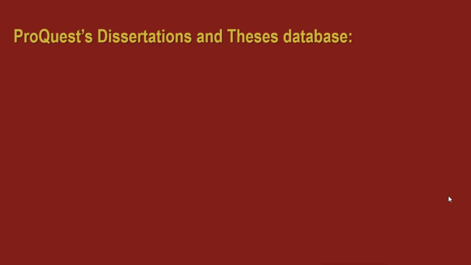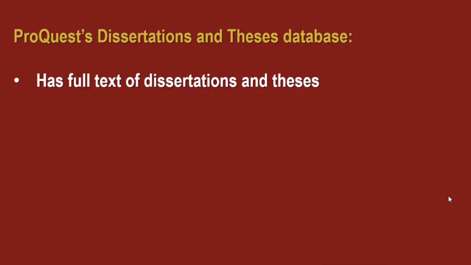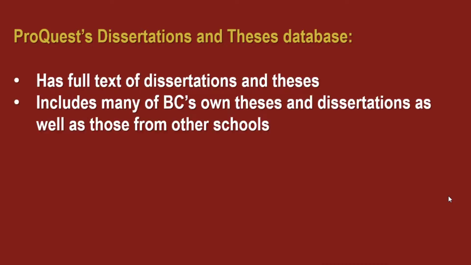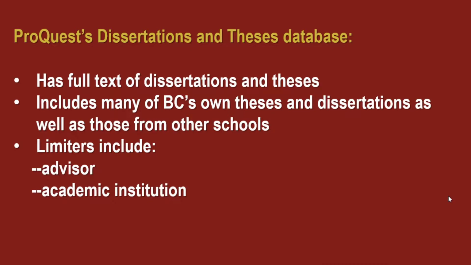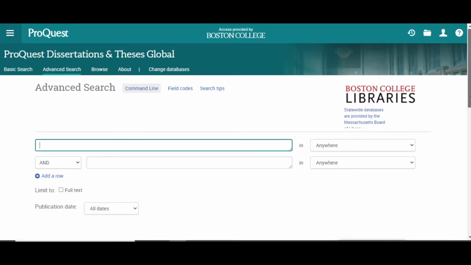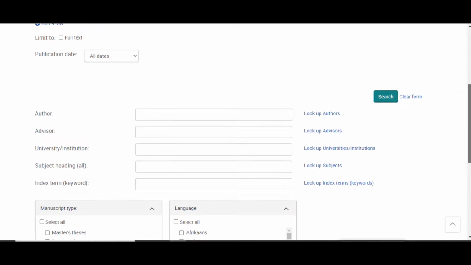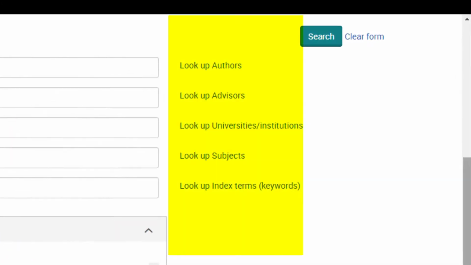Finally, ProQuest's Dissertations and Theses database is a resource you are likely to consult if you want to view the full text of a thesis or dissertation that has been written. Many of BC's own theses and dissertations can be found here, as well as those from other schools. Here you can limit your search by thesis advisor, by the academic institution for which the thesis was written, and by the manuscript type, that is, whether it was for a master's or doctoral program. Note that for many of these limiters, there is a link to the right of the search box where you can browse through the list of available terms.